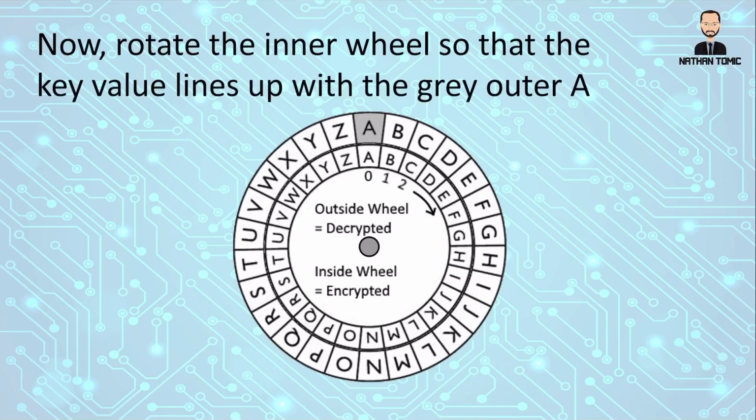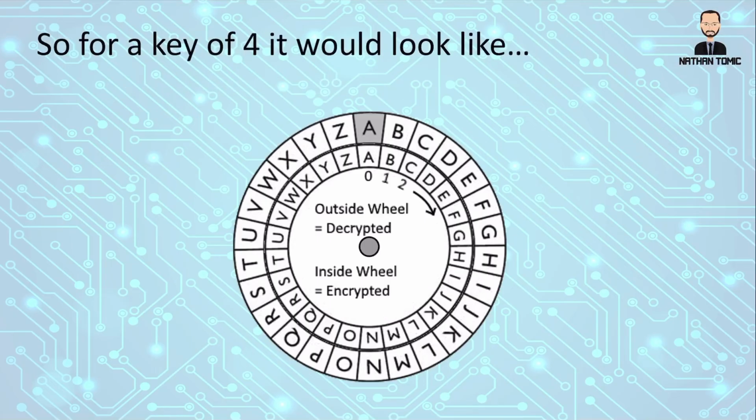Now, what we need to do to use it is rotate the inner wheel so that the key value lines up with the grey outer A. So the A, again, on the outer wheel is our starting point, our 0 point, and what we'll need to do is use our key value and rotate it around. So like before, let's say we're going to use the value 4. If we look at the inner wheel, you can see the first few numbers have been provided. So A is 0, B is 1, C is 2, and so forth.